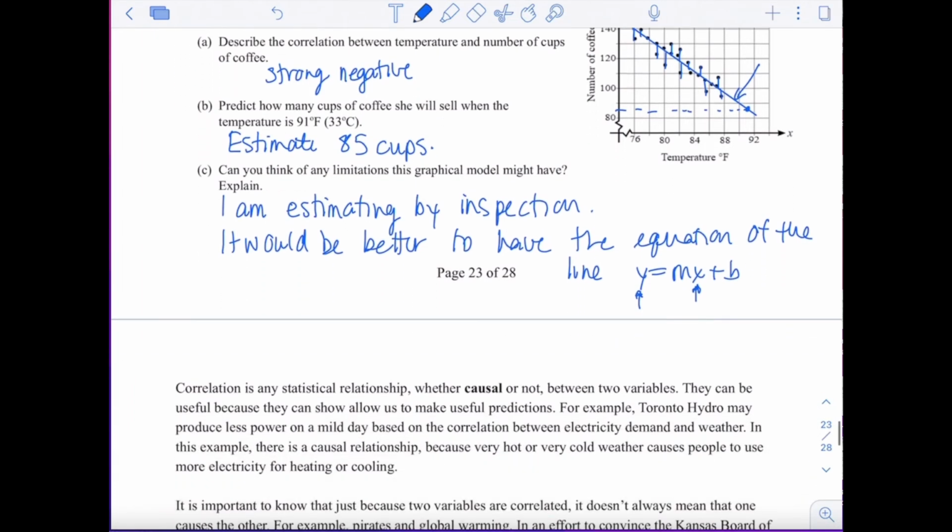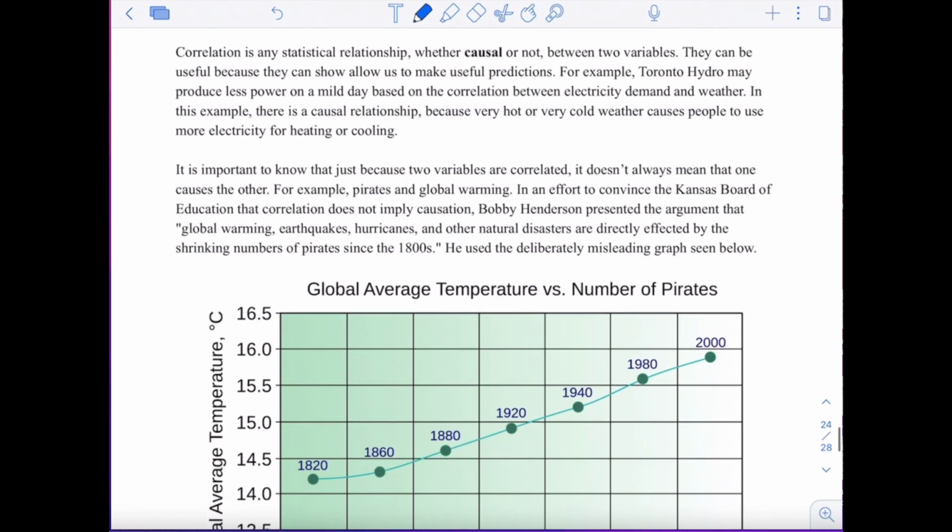Okay, so we have just one more thing to cover in this lesson, and that's the issue of causality. So causality, the meaning of causality is that x directly causes an impact on y. So the independent variable directly causes a change in the dependent variable. So knowing whether or not something is causal can be used to make useful predictions.